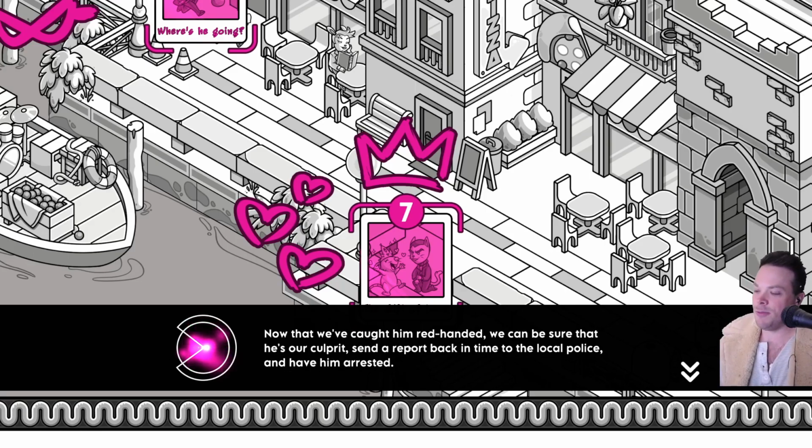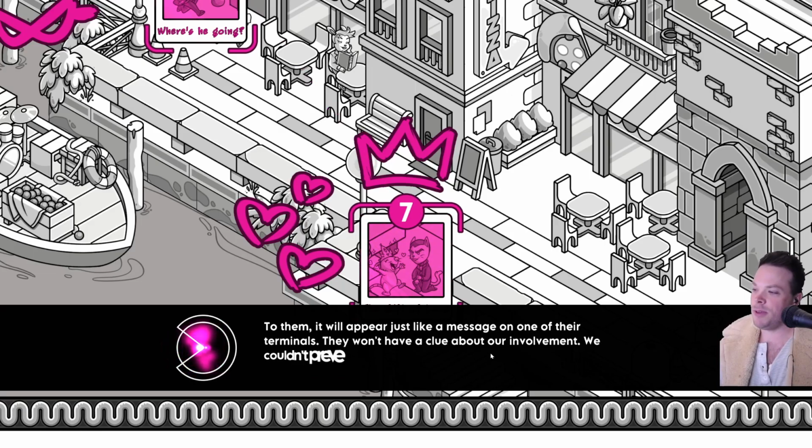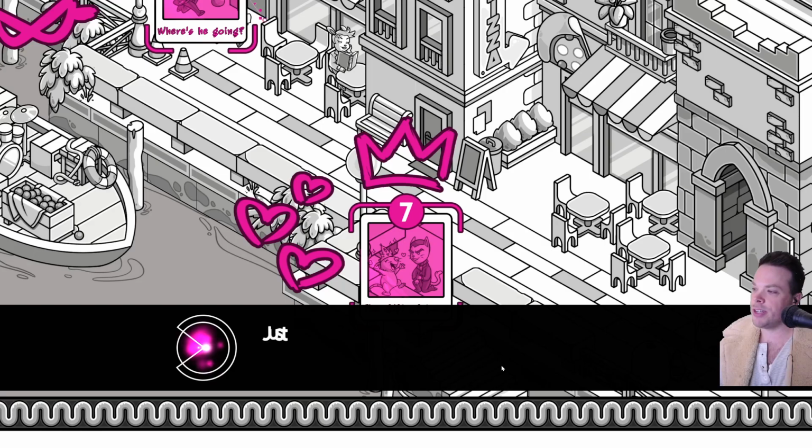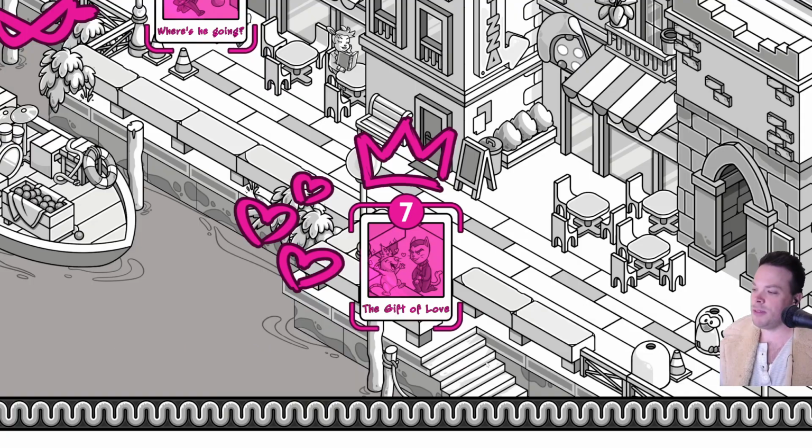Now that we've caught him red-handed, we can be sure that he's our culprit, send a report back in time to the local police, and have him arrested. To them, it will appear just like a message on one of their terminals. They won't have a clue about our involvement. We couldn't prevent the crime, but we have restored the correct course of history. Remember this, we aren't basic police officers. Our job is not to prevent crimes and save the innocent. Instead, our task is to protect the true timeline.